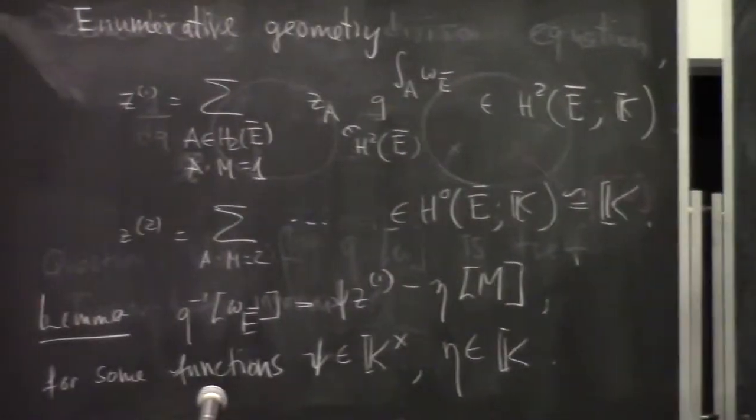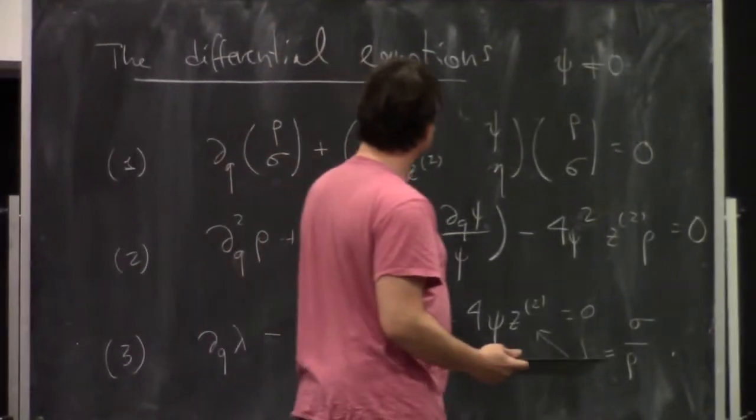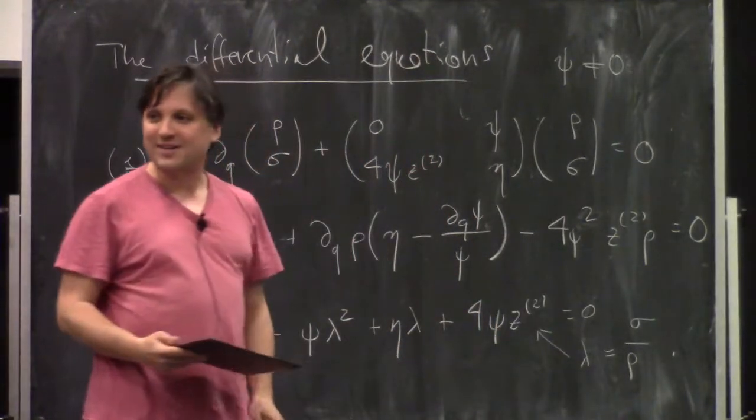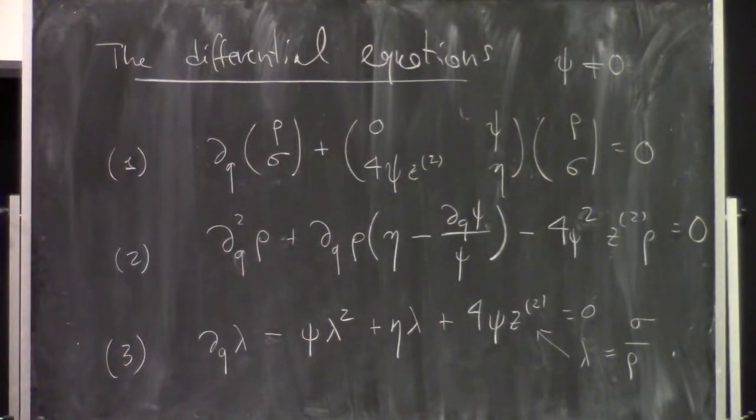Okay? So now everything that's on this board sort of makes sense. So you have these coefficients, psi, eta, and z2. So you can solve for rho and for sigma. And then the question is, what do these solutions actually mean? Okay? So now I've given you enough information to formulate these equations here. Now the question is, why are they relevant?